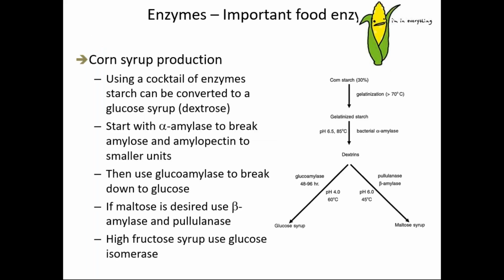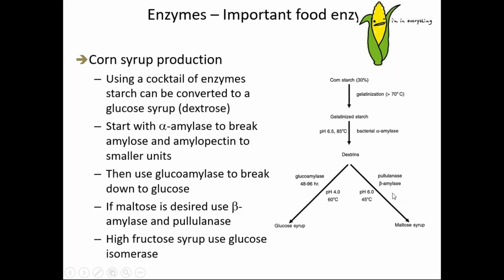The enzymes are also useful for making high fructose corn syrup, because high fructose corn syrup is made from corn starch. Initially, in the preparation, gelatinization of the starch is brought about, and then bacterial alpha amylase is added at pH 6.5 and at very high temperature. So it breaks down the starch into dextrins. Then a second group of enzymes called glucoamylases is added to produce glucose syrup. And then you add a third enzyme, glucose isomerase, to convert it into fructose. And what you get is high fructose syrup.